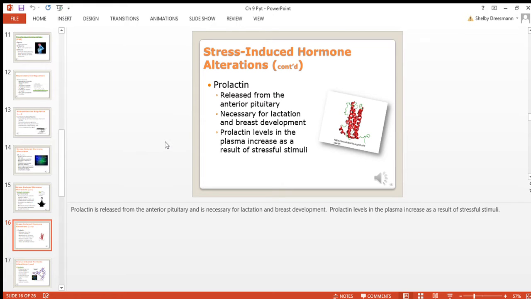Prolactin. So prolactin is also produced in the anterior pituitary. It's necessary for lactation and breast development. Prolactin levels in plasma increase as a result of stressful stimuli.